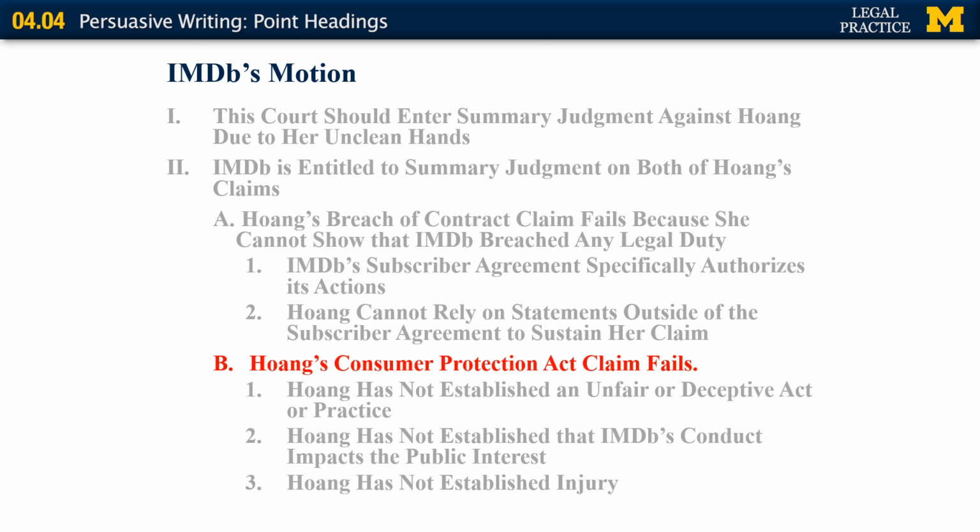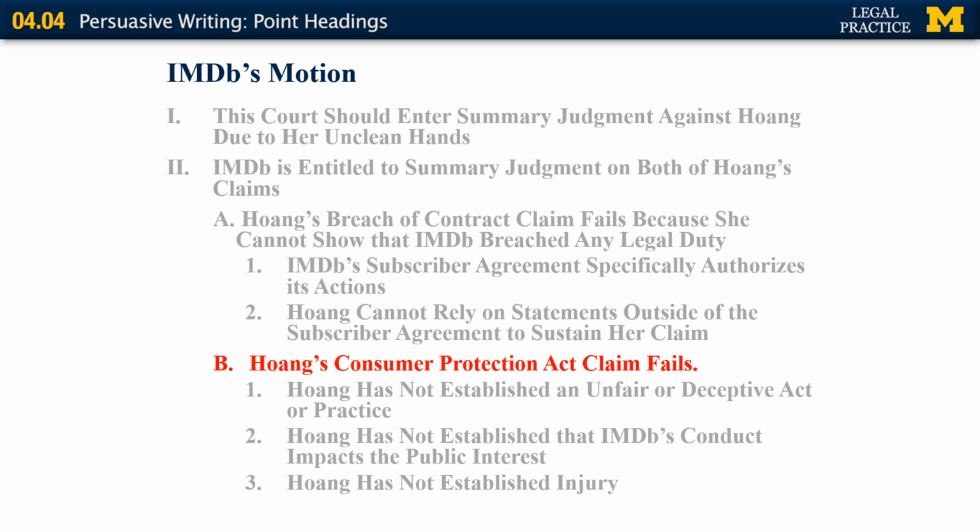The other argument does something slightly different. The heading itself says that Ms. Huang's Consumer Protection Act claim fails. That identifies the issue, Consumer Protection Act claim, and it states what conclusion the court should reach. That claim fails. But it doesn't provide the reasons why. Instead, IMDb uses the subheadings 1, 2, and 3 to provide the reasons.